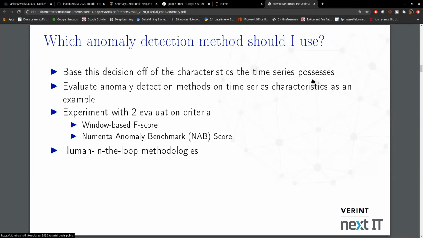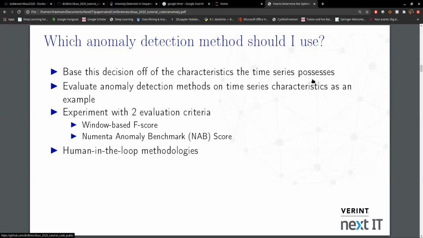Because of all these difficulties, we decided to tackle this problem by focusing on the characteristics the time series has. So in this tutorial, we're going to evaluate a number of anomaly detection methods on several time series characteristics. We will show which anomaly detection methods are more promising given these characteristics. For example, if the time series data in a user's application exhibits concept drift and maybe no seasonality, you might want to consider the anomaly detection method Facebook Prophet and not Twitter anomaly detection.